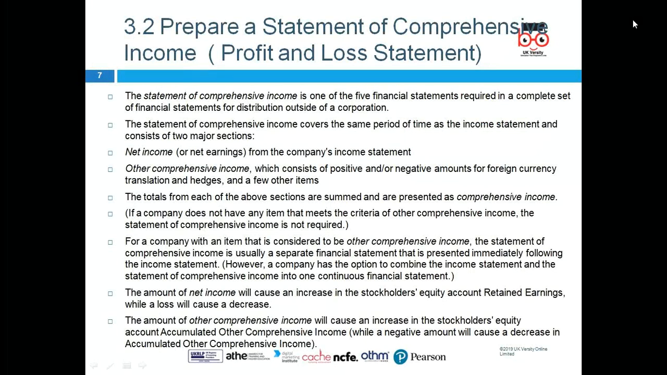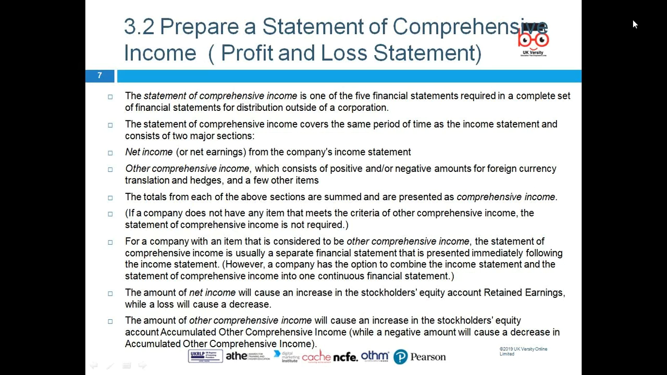So we'll go through here. Statement of comprehensive income is one of the five financial statements required as a complete set of financial statements for distribution outside of a corporation, meaning the company. These statements we prepare are compulsory, four are compulsory, and the fifth is also becoming compulsory to publish. The first statement we call profit and loss, also known as statement of comprehensive income, shows how much income we have during the period, how much expenses we have, how much tax we need to pay. All this shows in the statement, and we calculate all in the profit and loss account.